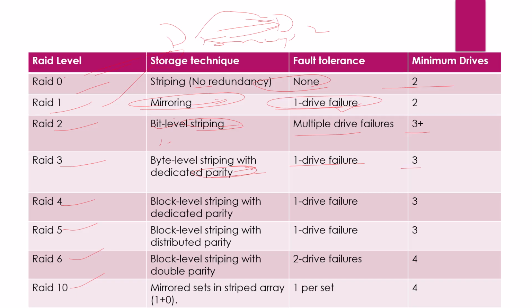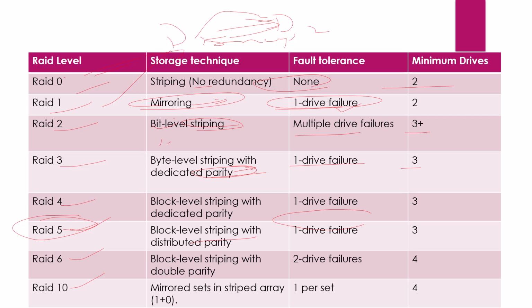RAID 4 is block level. If one drive fails, it will still work. And then RAID 5, which is the most important: block level striping with distributed parity. Please concentrate on RAID 5. One drive failure concept here. There is fault tolerance.